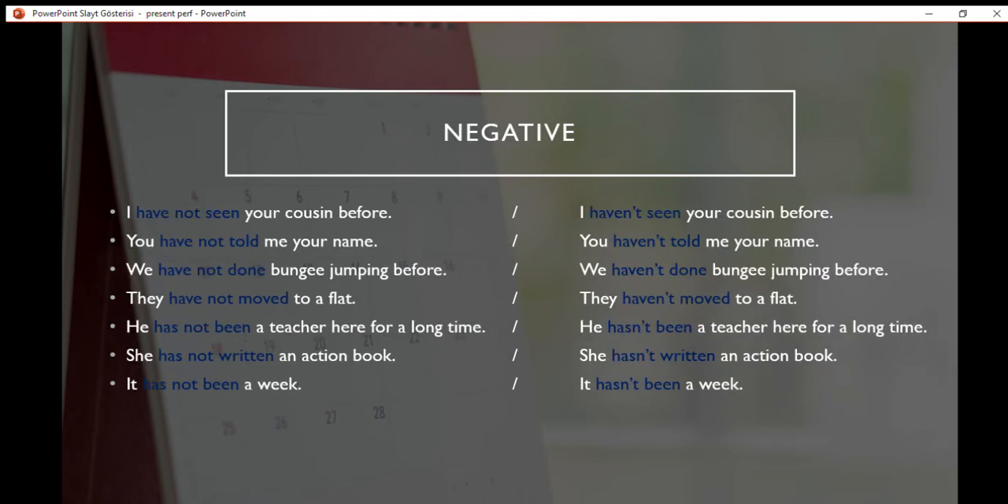Now let's see the negative. Again, I'm going to read it slowly so you can repeat after me. I have not seen your cousin before. I haven't seen your cousin before. You have not told me your name. You haven't told me your name. We have not done bungee jumping before. We haven't done bungee jumping before.